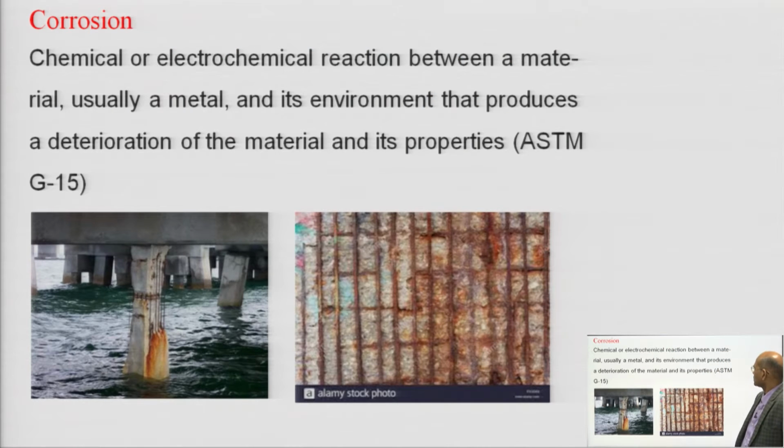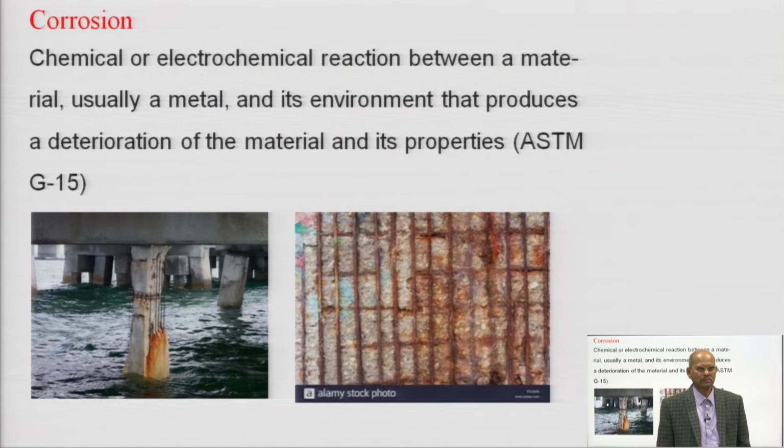So, what is corrosion? I have taken this definition from ASTM, American Society for Testing and Materials, G15. It is a chemical or electrochemical reaction between a material, usually a metal, and its environment that produces a deterioration of the material and its properties. So, that is going to deteriorate their properties, and they will lose their strength.